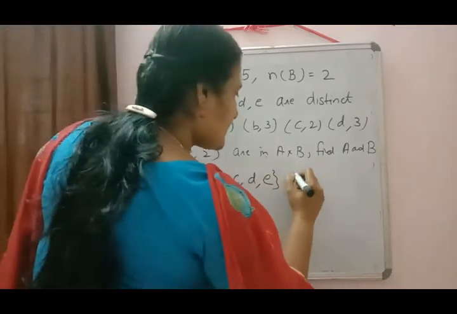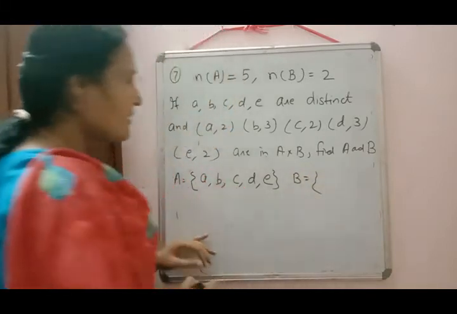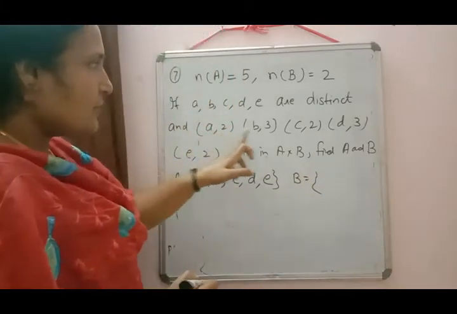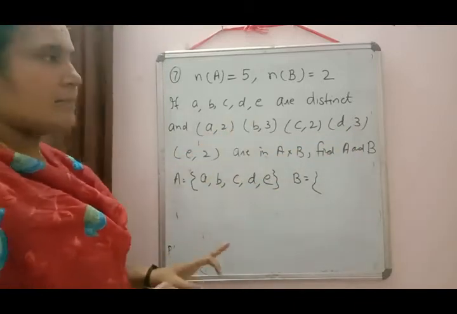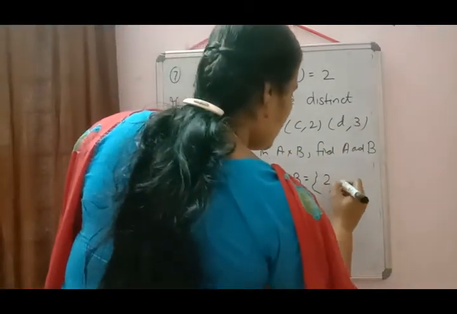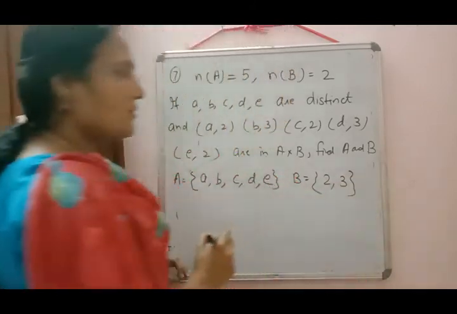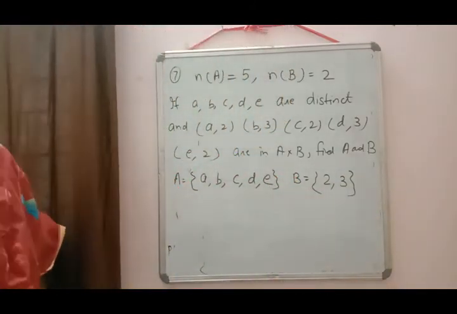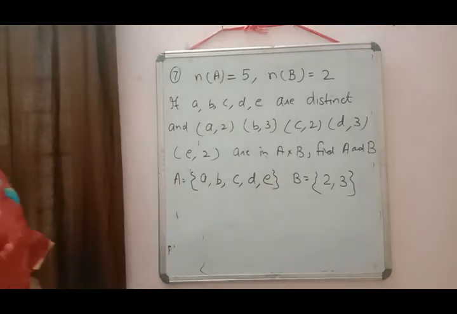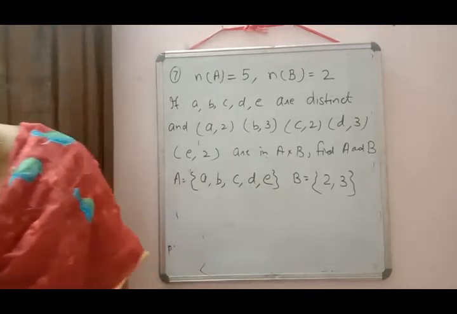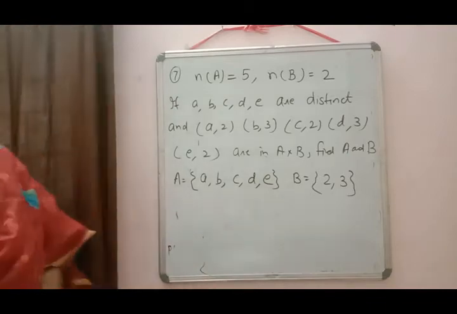Now we can check the set B. What are the elements we have here? 2, 3, 2, 3, 2. So the numbers are repeating. So we have only 2 elements in B, that is 2 and 3. So if the Cartesian product is given, then we can write down the elements. Is it clear? Okay. Now write down the next question.